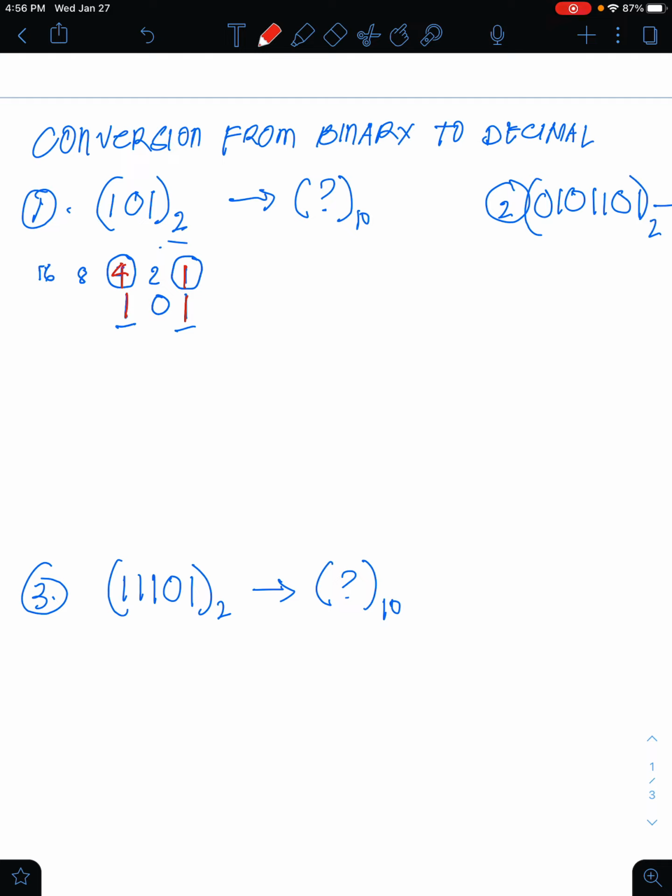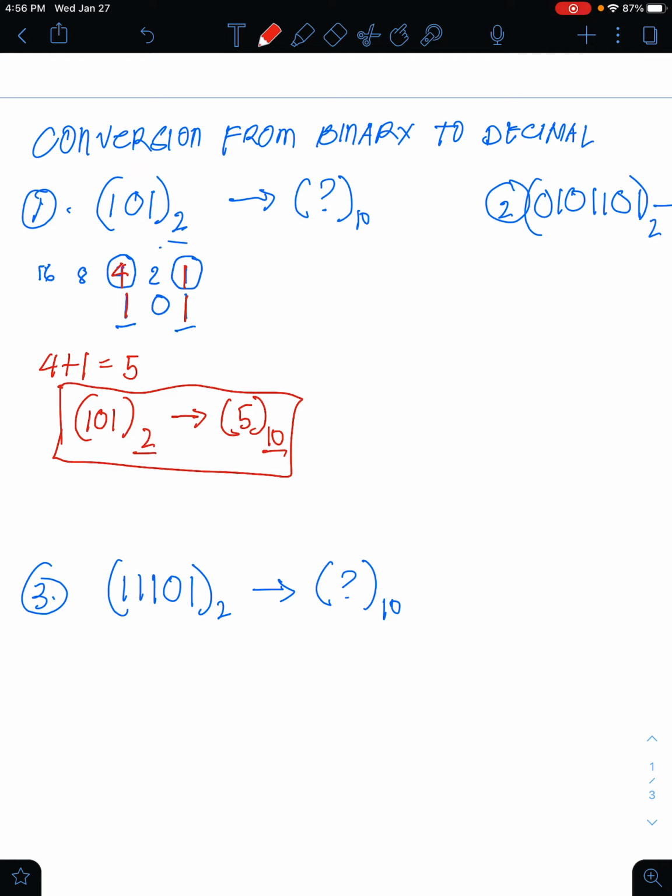So we will be adding 4 and 1. That will be 5, right? So 4 plus 1 is equal to 5, which means that our final answer for 101 base 2 is equal to 5 decimal. Do not forget to put the bases. Okay, let's have a rule: no base, no score. This is your final answer. Please box that.